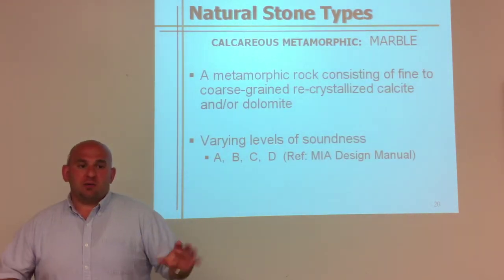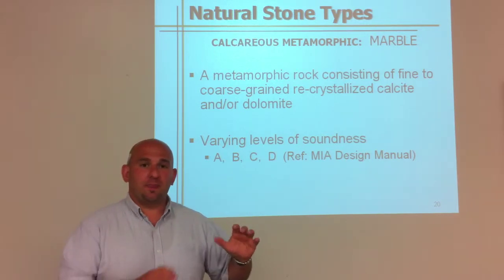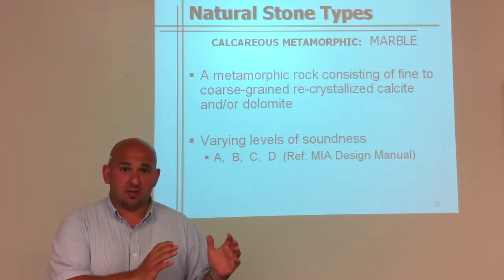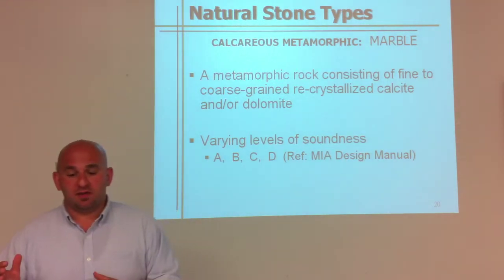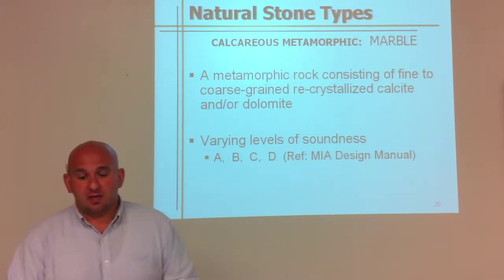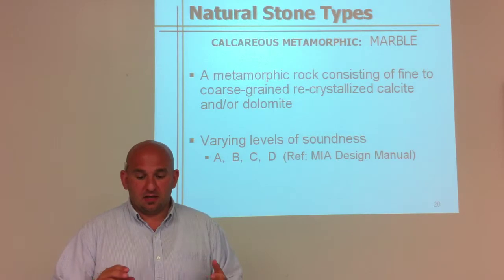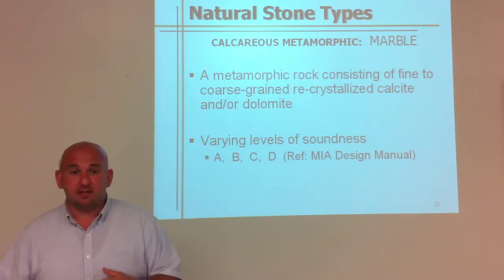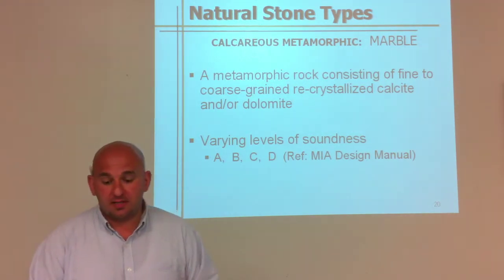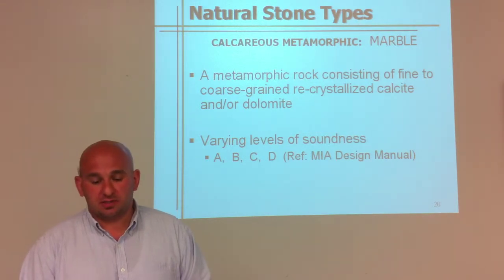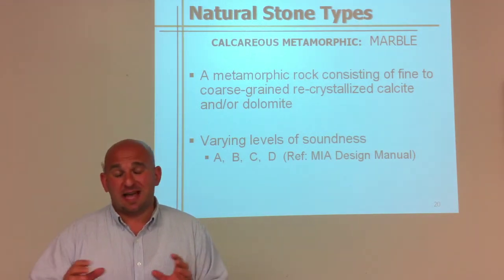Calcareous metamorphic. So now we're still in that calcareous category of the chemistry, which is calcium carbonate based, and we're moving into the metamorphic formation. This is what's known as marble commercially. It's coarse-grained to fine-grained. They can or cannot be dolomites. And one of the things about marbles is that there are varying levels of soundness.